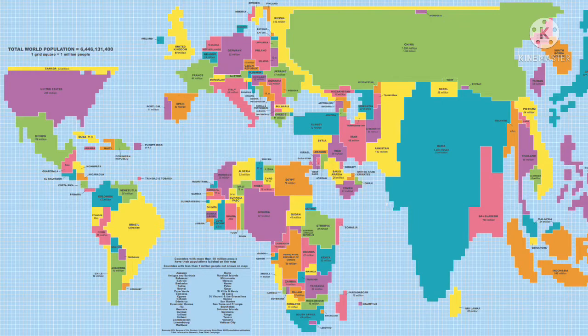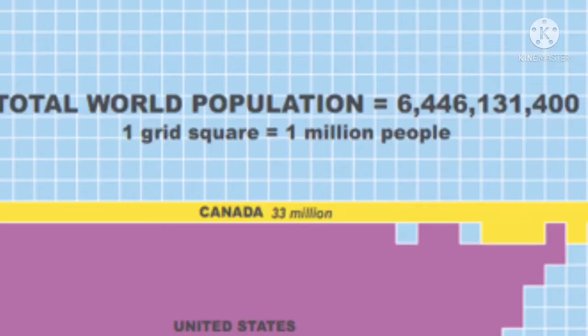Next off, we've probably all been waiting for this, Canada. Canada is only home to this many people. On this map, it says 33 million people. Today, it's about 37 million people. And to put that into perspective, it's less population than the entire city of Tokyo.